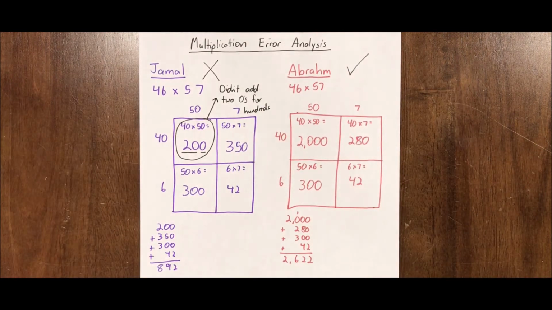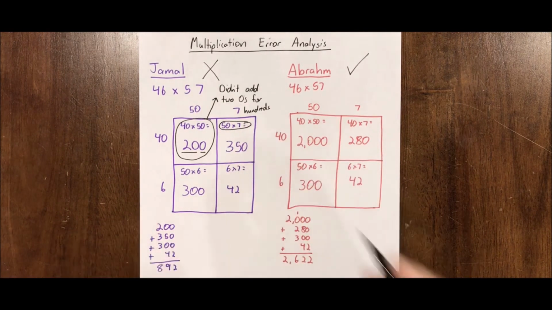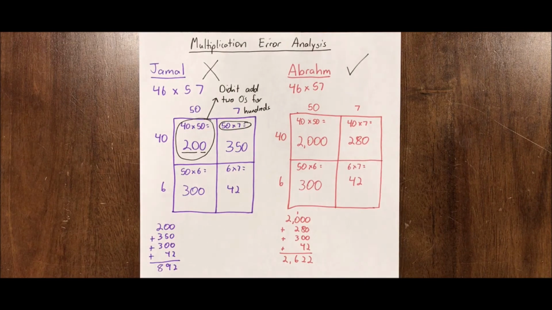Great. And there's one other mistake. What do you notice? Say it out loud. Yeah, he multiplied 50 times 7 instead of 40 times 7. Well, why is that a mistake? Say it out loud.